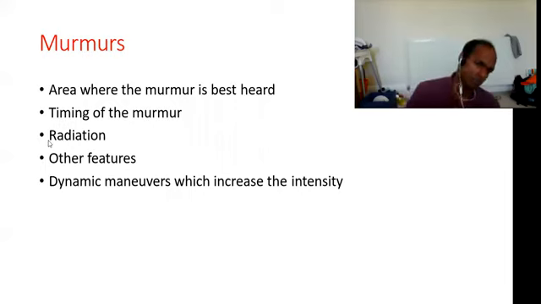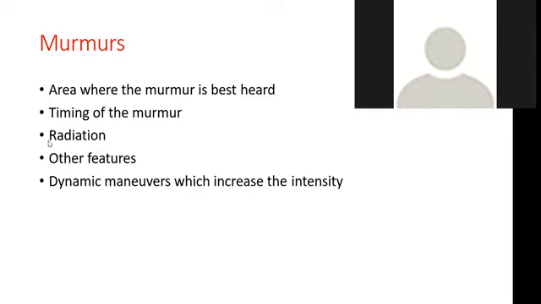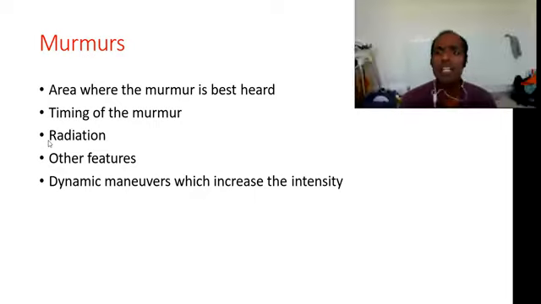Other features, right? There might be certain other features. For example, the character of the murmur. Rumbling, blowing, tearing. There are various words that we use. Crescendo, decrescendo. So these could be other features or the character. You can also call it the character of the murmur, right?